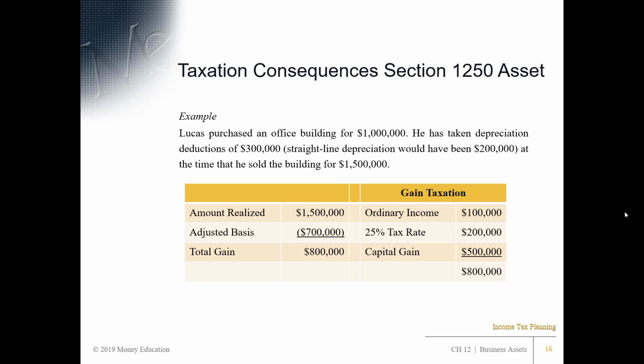He's taken depreciation of $300,000. Straight line would have been $200,000 at the time he sold the building for $1.5 million. So his amount realized is $1.5 million. His adjusted basis is $700,000. He has a total gain of $800,000. How much of this is ordinary? The first amount would be ordinary. This is the difference between actual depreciation and straight line. So that's $100,000. Then the amount of straight line, which is $200,000, is taxed at 25%. Then the remaining gain is taxed at capital gains rates. So yes, section 1250 gains are complicated because you must split it into 3 categories: ordinary, 25%, and capital.